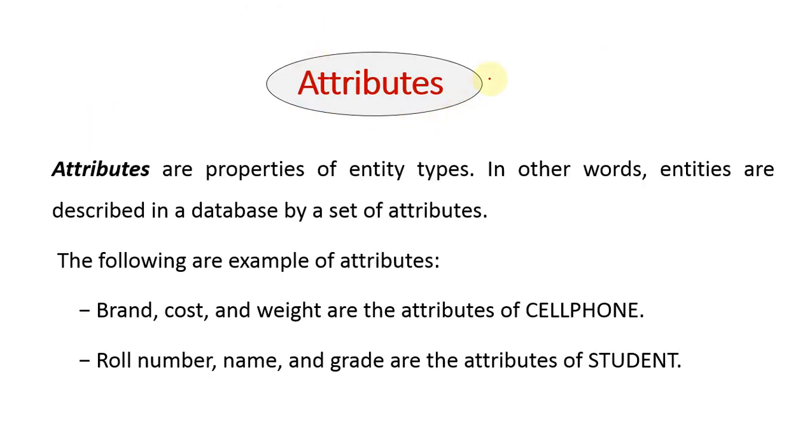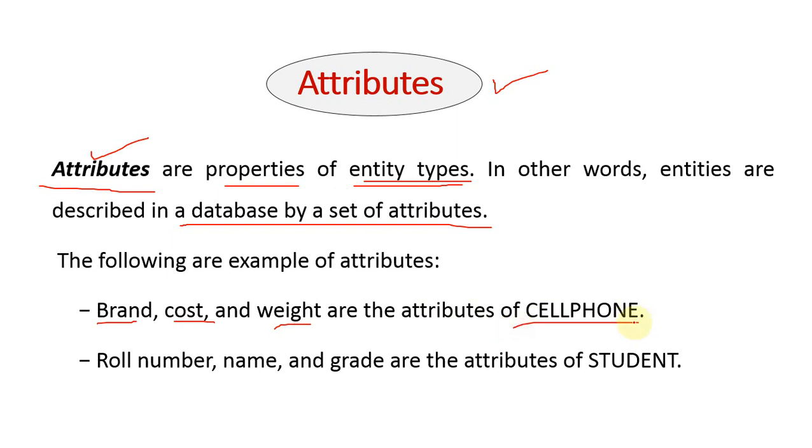Next is very important, attribute or attributes. Attributes are nothing but properties of an entity type. For example, roll number is an attribute of the student type. In other words, entities are described in a database by a set of attributes. For example, brand, cost, weight are the attributes of a product.